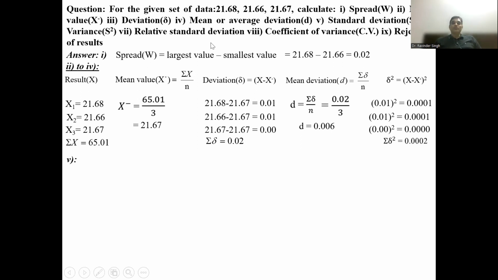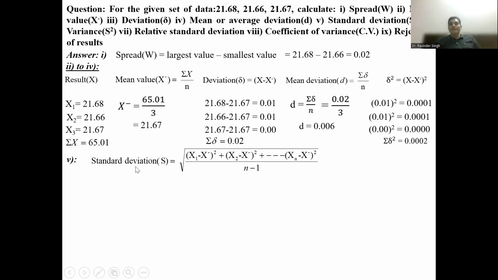Now the point number 5, standard deviation. Standard deviation formula is square root of x1 minus mean value whole square plus and so on, second value, third value whole square, divided by n minus 1. Put all these values here.